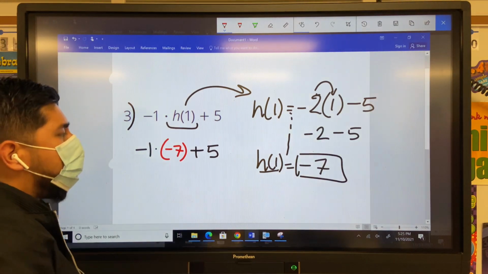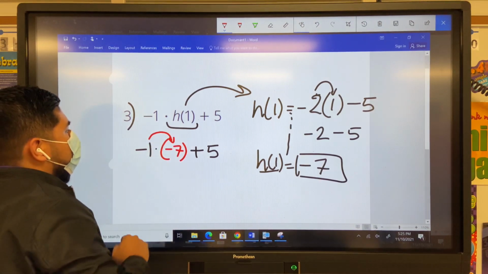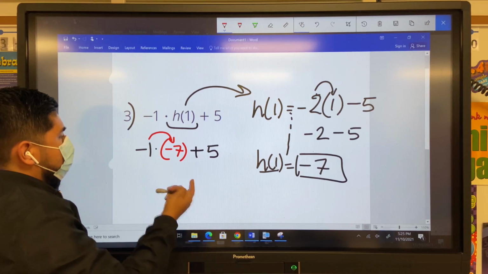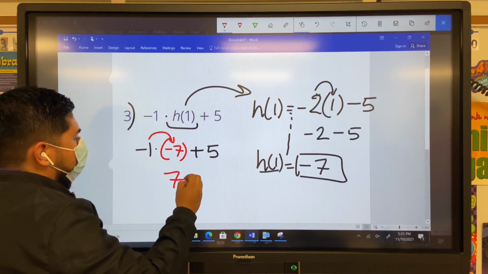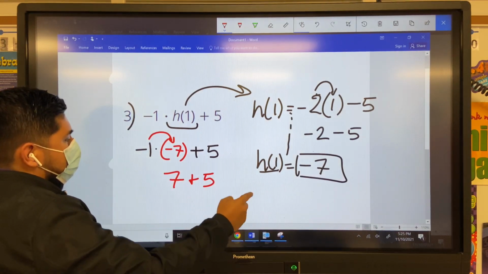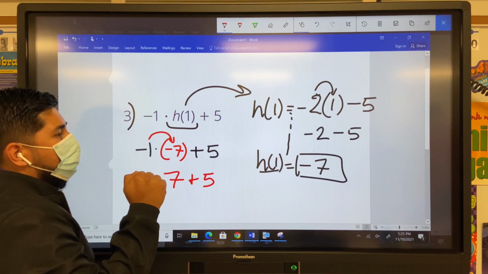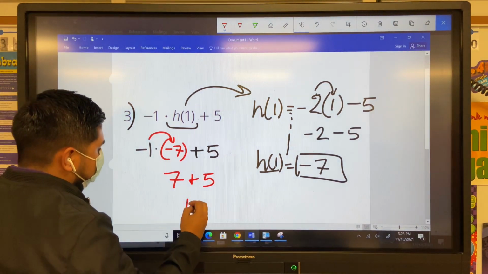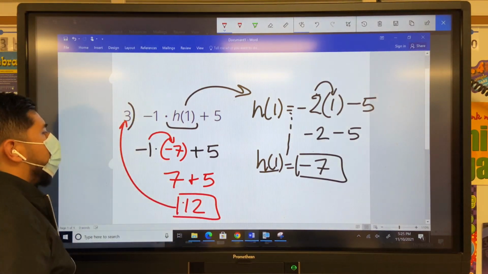And I do the same thing. PEMDAS says to go from left to right, starting with multiplication. Negative 1 times a negative 7 turns into a positive. 1 times 7, 7. Bring down that plus 5. We can all add that, hopefully. 7 plus 5 fingers, 7, 8, 9, 10, 11, 12. That's my answer for number 3.